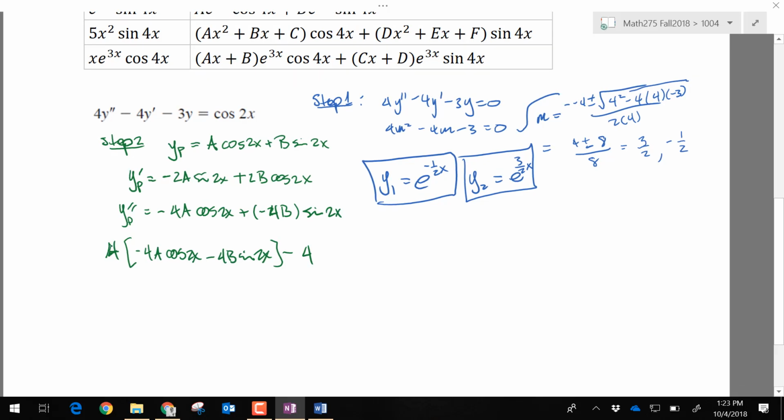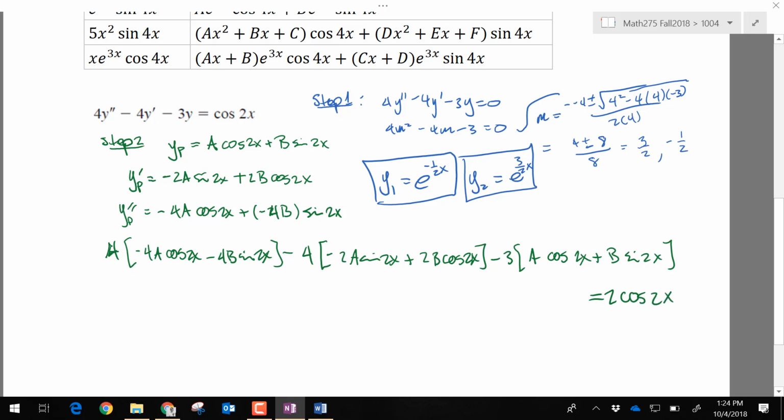And there's another 4 next to the y prime with a negative. Y prime is minus 2a sine 2x plus 2b cosine 2x. And then we have a 3 times y with a negative. Y is equal to a cosine 2x plus b sine 2x. Now this is eventually going to equal this.